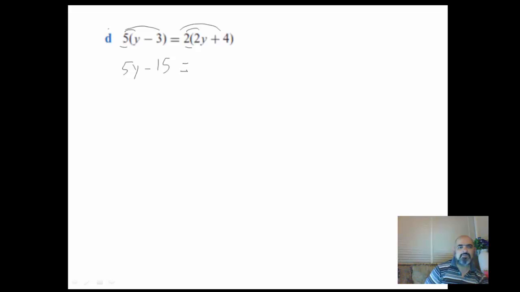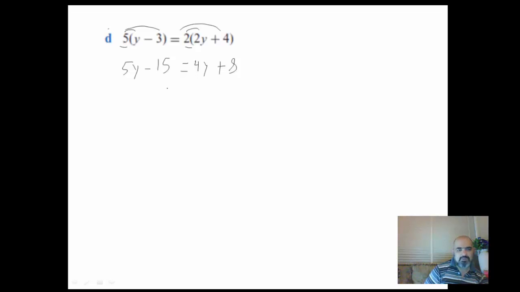Okay, let's continue. 2 times 2y is 4y. 2 times 4 is 8. Okay, so you get this. Now, we need to have the y's on one side and the constant on the other side. If we are to bring the 5y there, the 5 is greater than 4. Once you change from one side of the equation, the equality, to the other side, you have to change sign. The 5y will become minus 5y, then the answer will be negative. And this will involve more steps.